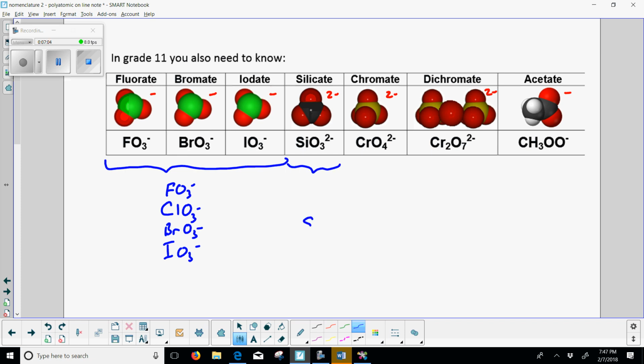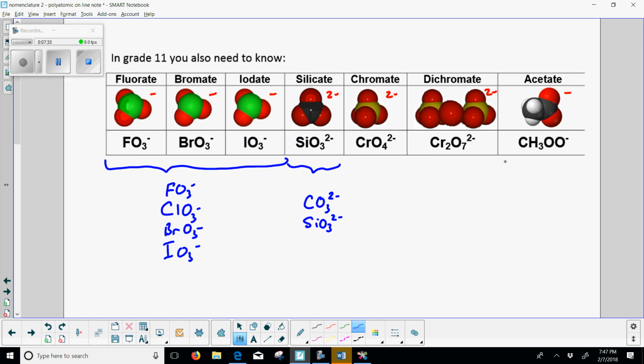Silicate is very similar to carbonate. So you're going to have carbonate with a charge of 2 negative, CO3. This is SiO3, 2 negative as well. They're both in the same family. Now chromate and dichromate are similar. So we have to put two chromates together. They join through an oxygen here to form this dichromate. So this one you simply have to memorize.